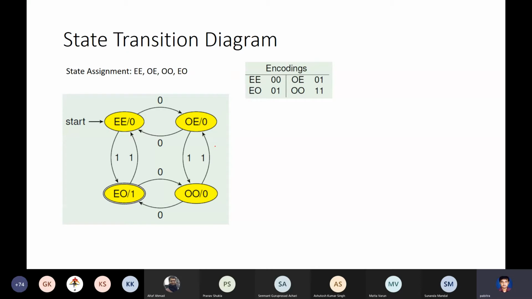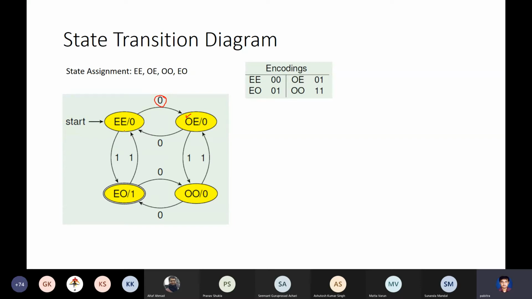The state transition diagram is also very easy in this case. Suppose we start with an even number of zeros. Initially, the count is 0 for ones and 0 for zeros also, and we consider 0 to be even. So initially you are in the EE state. Now, if you receive a 0, the count of zeros becomes odd because you have one 0. I'm talking about the output later. Let's first talk about the input.